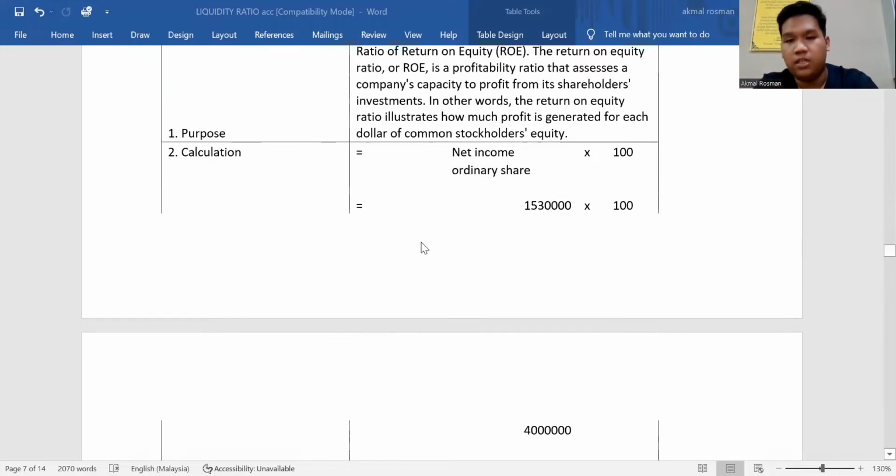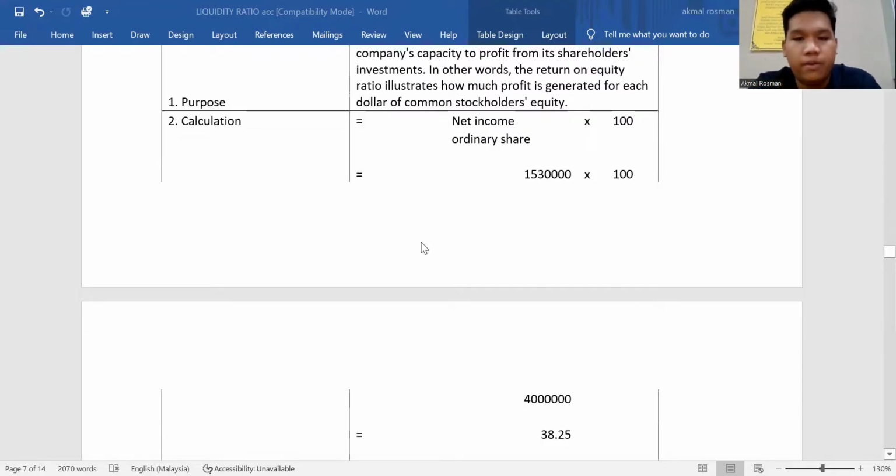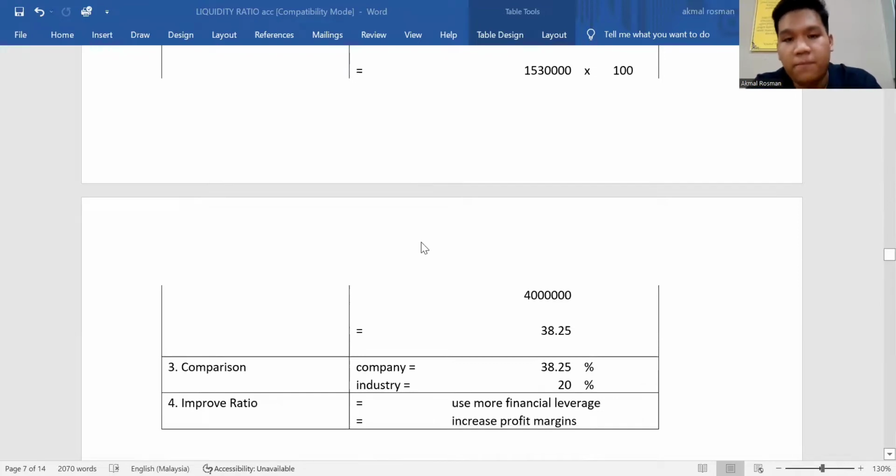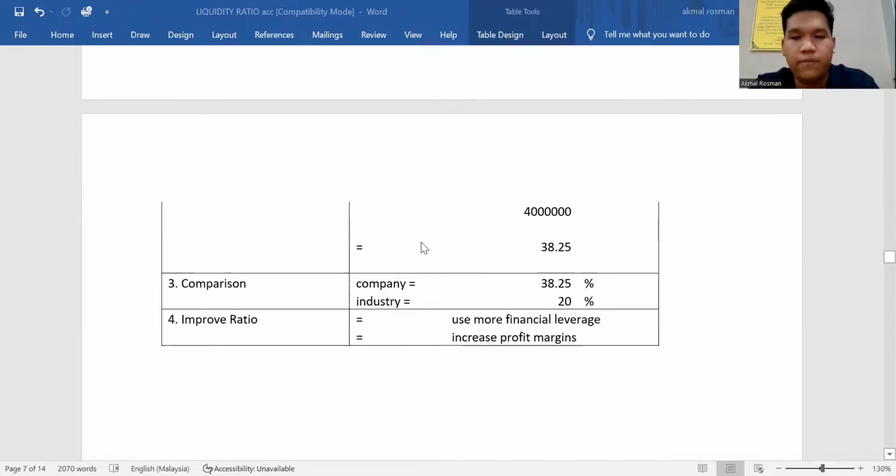And as you can see, the example here is 1,530,000 divided by 40 million times 100 equals 38.25%. And the comparison for company and industry: for company, we have 38.25%, and for industry it is 20%. And to improve the ratio, we must use more financial leverage and increase profit margins.